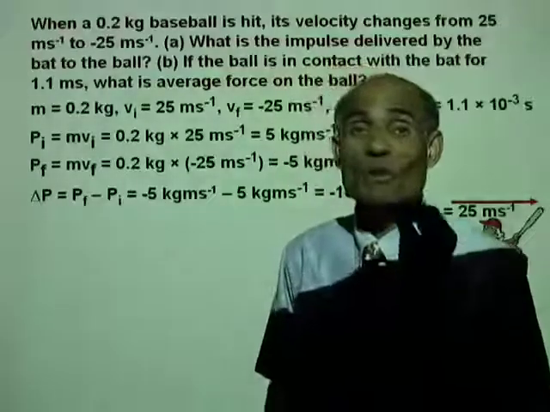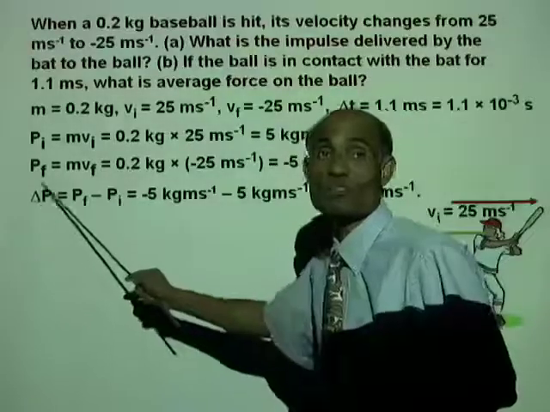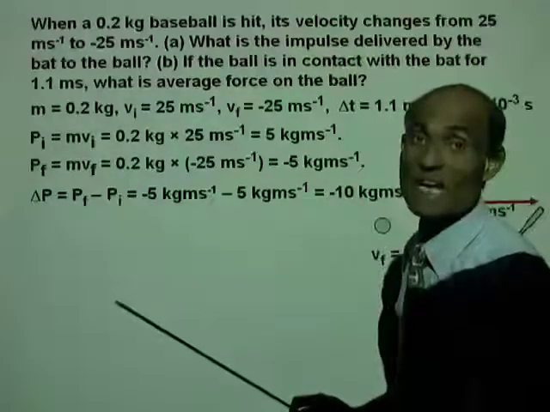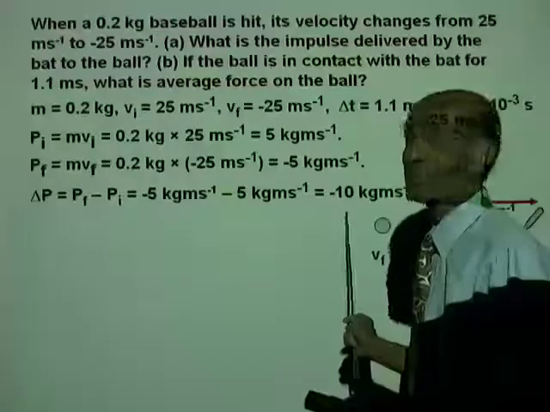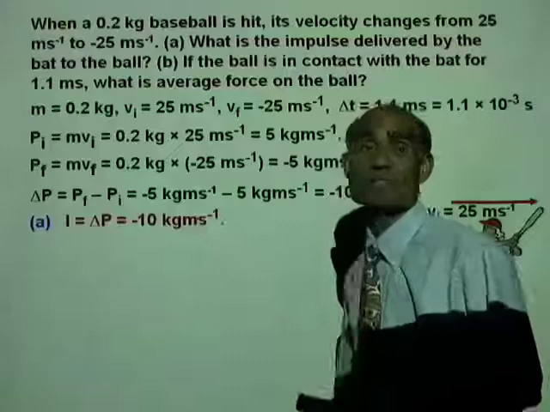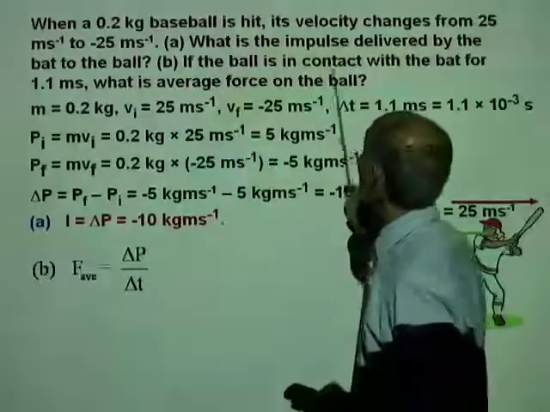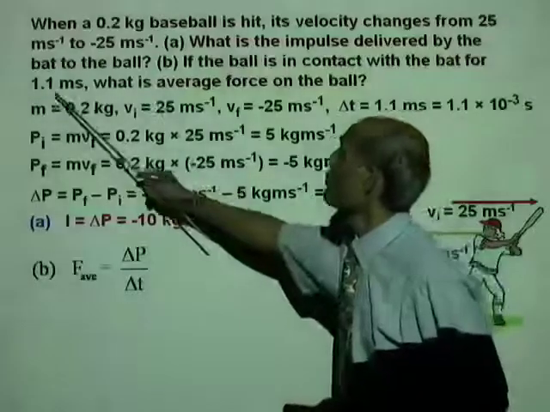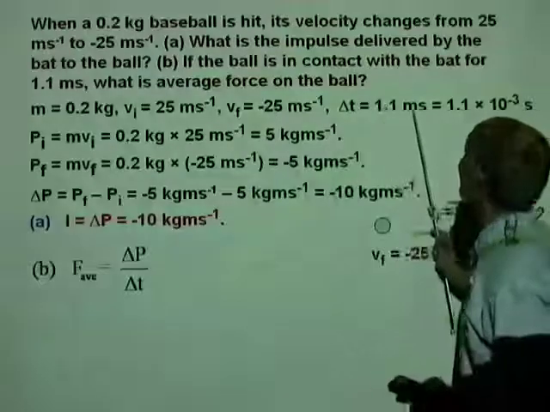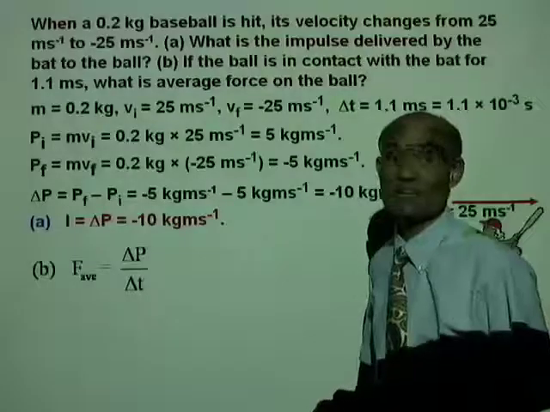Therefore, what is the impulse of that force? The impulse of the force is a measure of the change in momentum. Therefore, impulse is negative 10 newton second, which is the same as negative 10 kilogram meter per second. Okay, in B, if the ball is in contact with the bat for 1.1 millisecond, 1.1 millisecond is 1.1 times 10 to the negative 3 second.